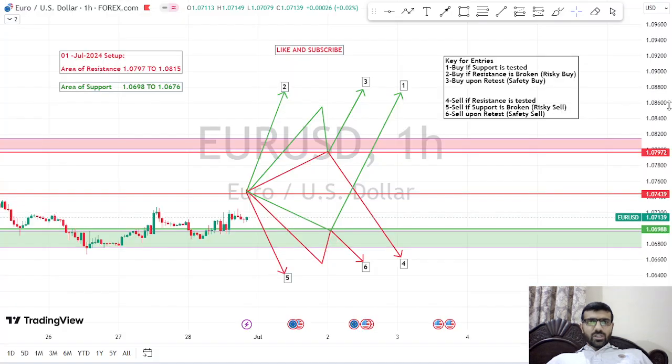So that's it for the Euro USD pair. If you have any questions, I have moved forward these scenarios for you as well. Just follow this key for entries method, and I hope that you will be making some good profits.